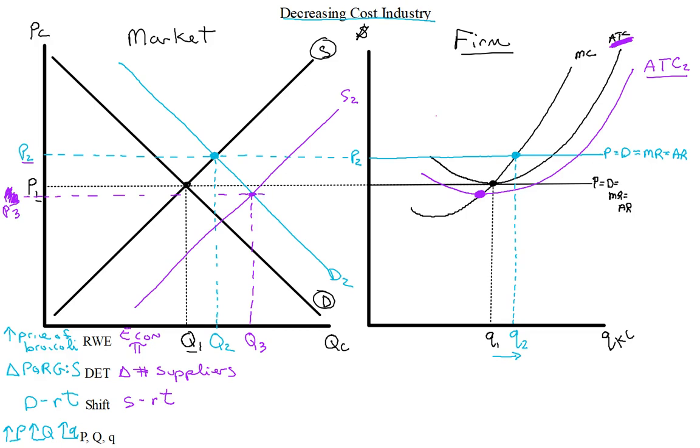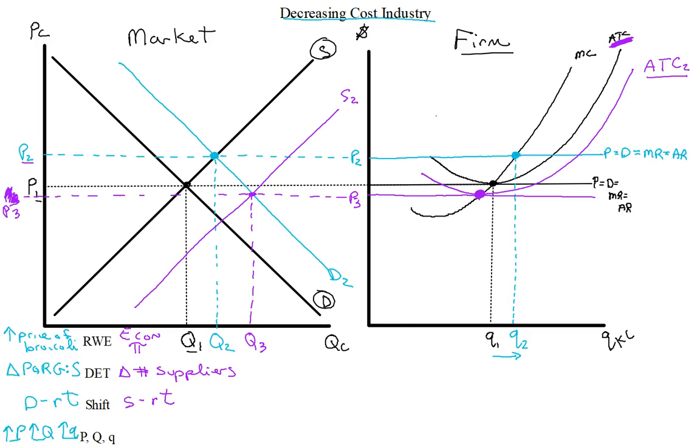And then we bring that price over to the individual firm. Here's my P3. The firm is a price taker, so they're going to now have to charge this new price in the marketplace. And at that new price, that will intersect the average total cost at its lowest point.